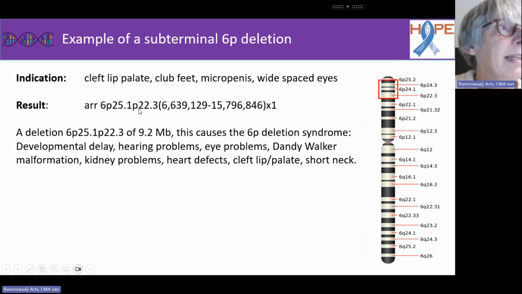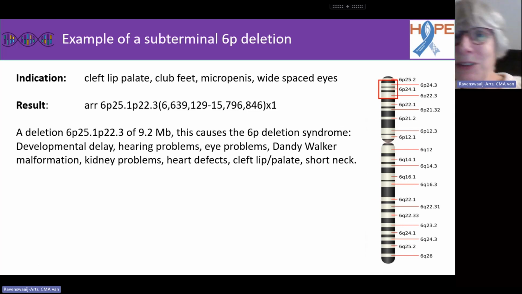You see the chromosome bands again. These are again the base pairs that are deleted because it's times one, so it's a loss of chromosome material. And it says a deletion 6p25.1 to p22.3. So this part over here is 9.2 megabases, pretty large. And this causes a 6p deletion syndrome. That's also in the report.